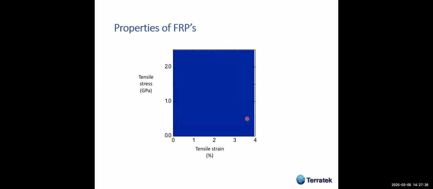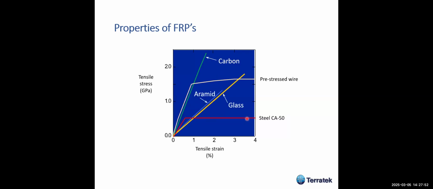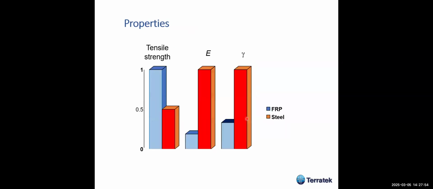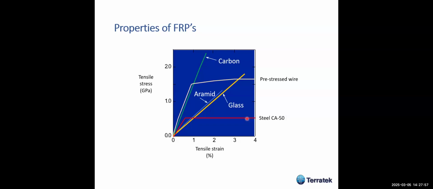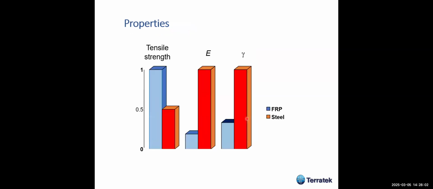Properties of this fiber reinforced plastic. This is common construction steel. Okay, it has a strength of about 500 megapascal or 0.5 gigapascal, and this is prestressing wire, which is over twice that. Okay, and here are some of these fiber reinforced plastics: carbon, glass, aramid, and as you see, they have a very high tensile strength, but there are some catches.